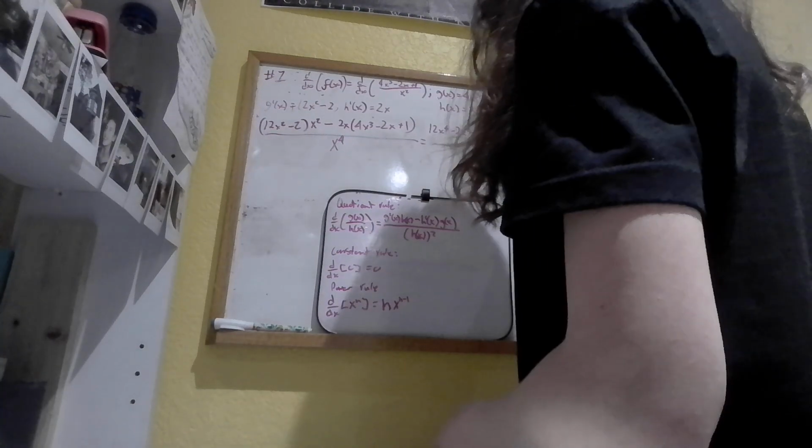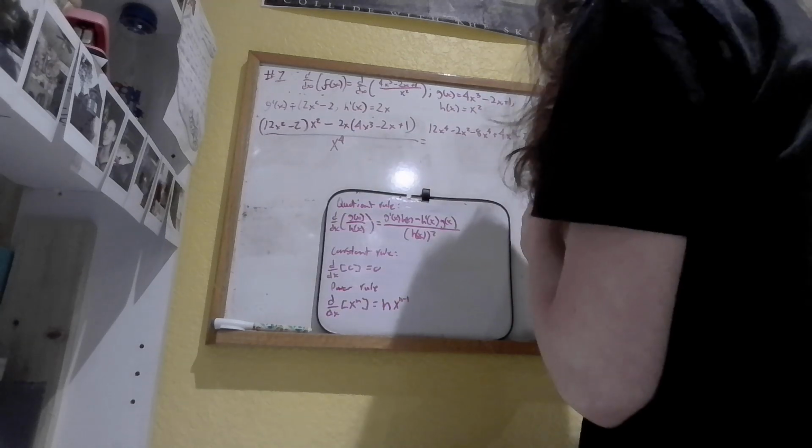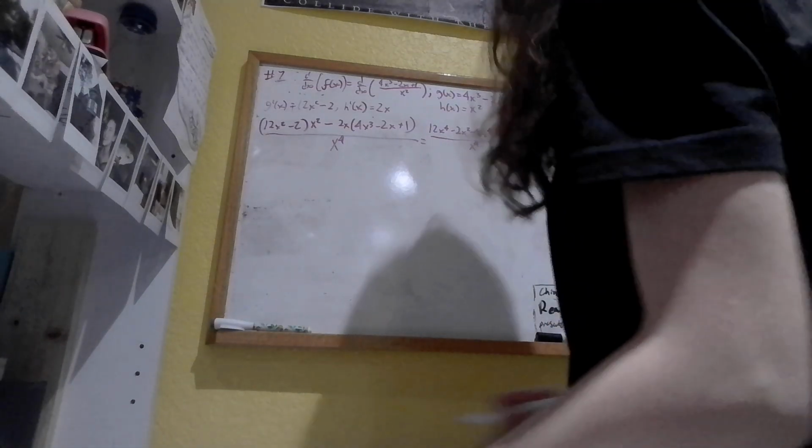So if we multiply it out, it will be equal to 12x to the power 4, minus 2x squared, minus 8x to the power 4, plus 4x squared, minus 2x, again, over x to the power 4. I'll move that out of the way. Actually, never mind, sorry, my apologies.